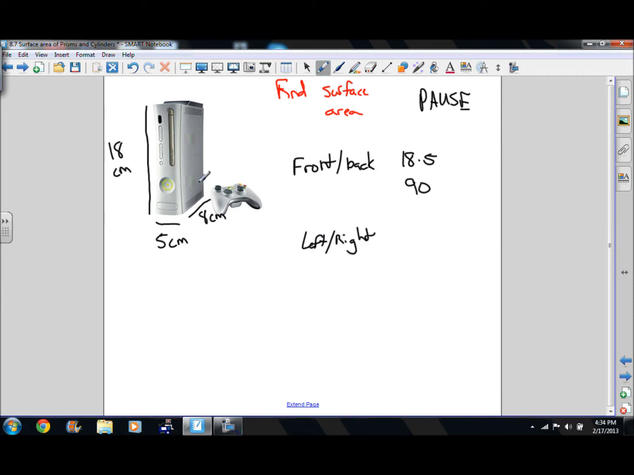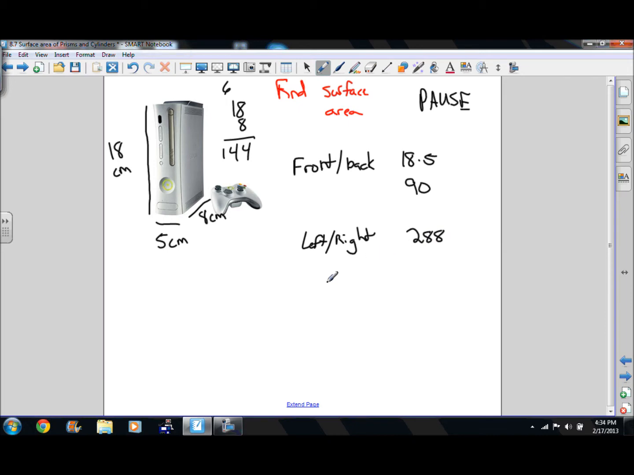Okay, so that's 8. That's times 18. So 18 times 8. This would be 144. We got a double 144, that gives us 288 for left and right.